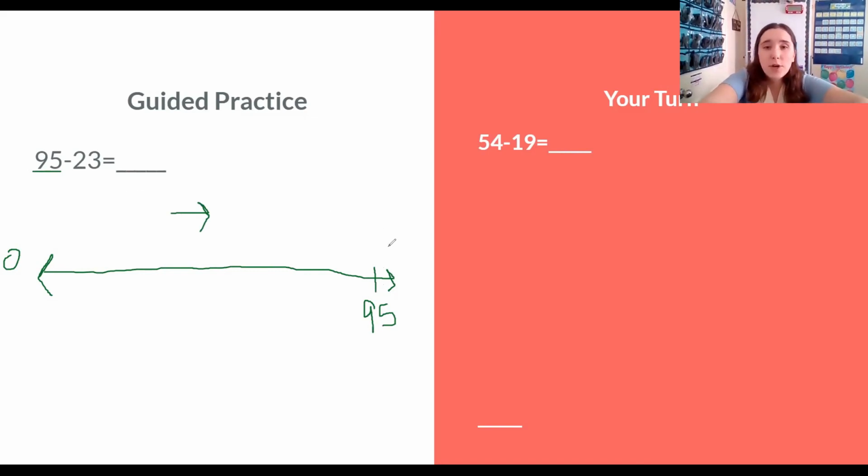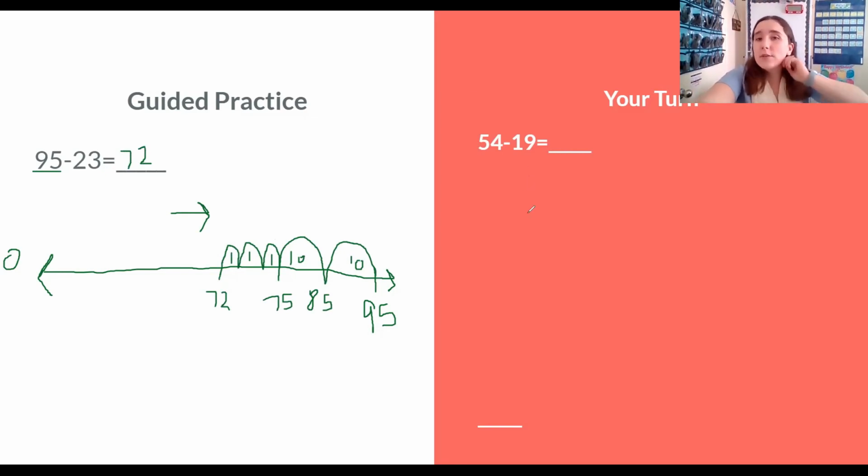I have 2 tens to subtract, so I'm going to make 2 jumps of 10. So 1 and 2. So 10 and 10. And I know 9 tens minus 1 ten is 8 tens. So 95 minus 10 is 85. And 85 minus 10 would be 75. And now I just need to take away 3 ones. So I'm just going to count back. 74, 73, 72. So that means my answer is 72. But I'm going to label these real quick. So 95 minus 23 equals 72. Go ahead and solve 54 minus 19 using whatever strategy you like, and then come back to me when you have your answer.